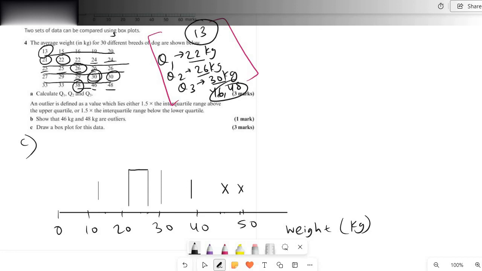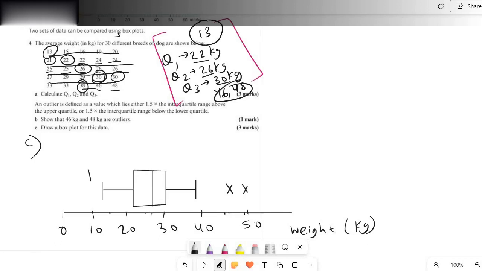So let us connect the diagram, which is going to be like this. And then connecting this part, we have something like this. And then connecting. And then we connect the rest like this. And this is our box plot, which is going to be a rough sketch.